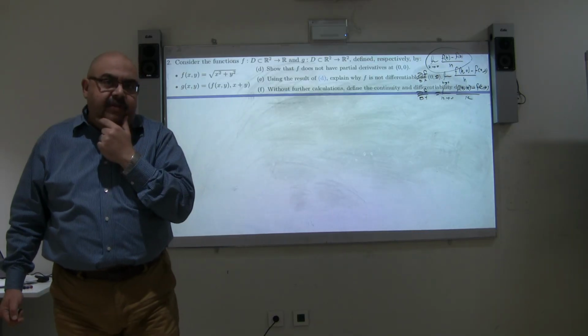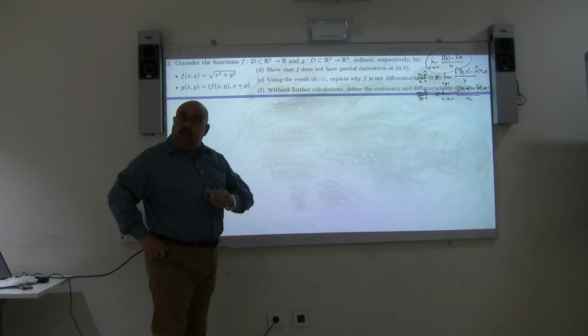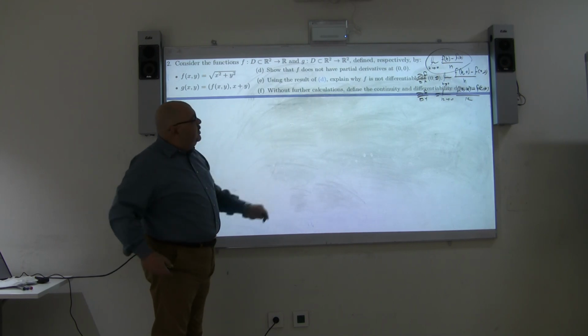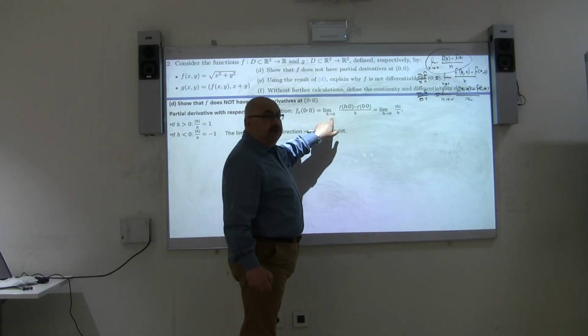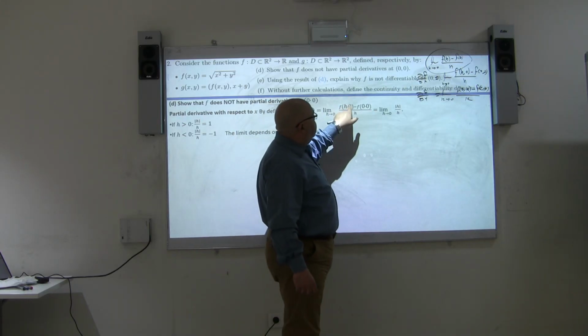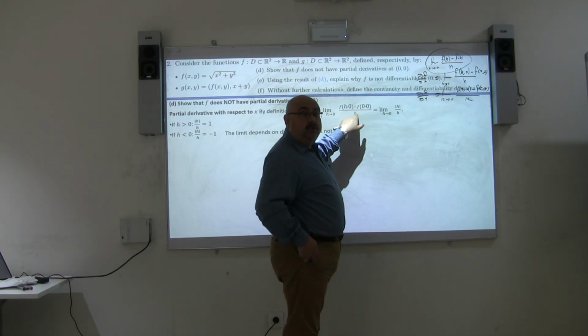Here I need partial derivatives because your function contains more than one variable. So all I have to do is to apply this law. Once more, as you can see, this is the limit as h tends to 0 of f of h and 0 minus f of 0 and 0, over h. Okay, let's do the substitution.